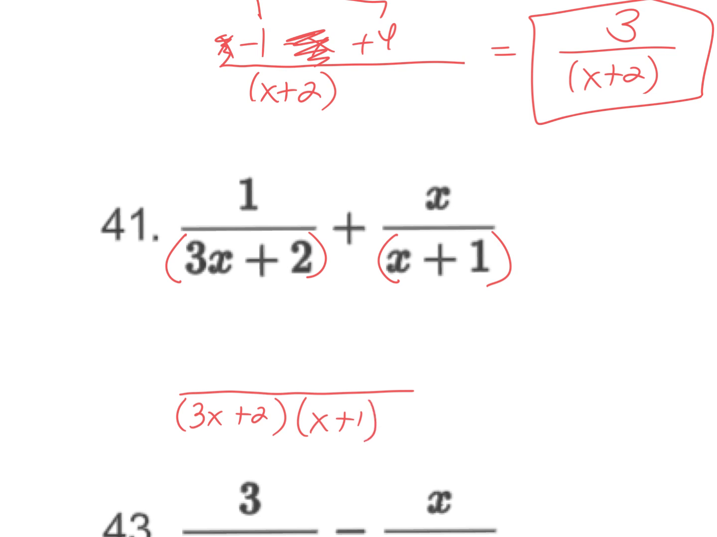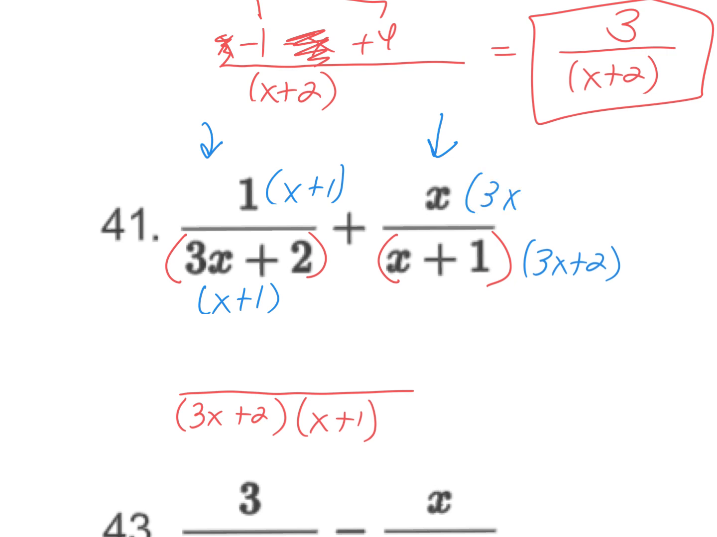So then we check our fractions. My first fraction already has the 3x plus 2. What is it missing? The x plus 1. So if I multiply the bottom by x plus 1, I have to multiply the top by x plus 1. My second fraction has the x plus 1. What is it missing? The 3x plus 2. What you multiply on the bottom, you have to be fair and multiply to the top. Now all three have the exact same denominator.